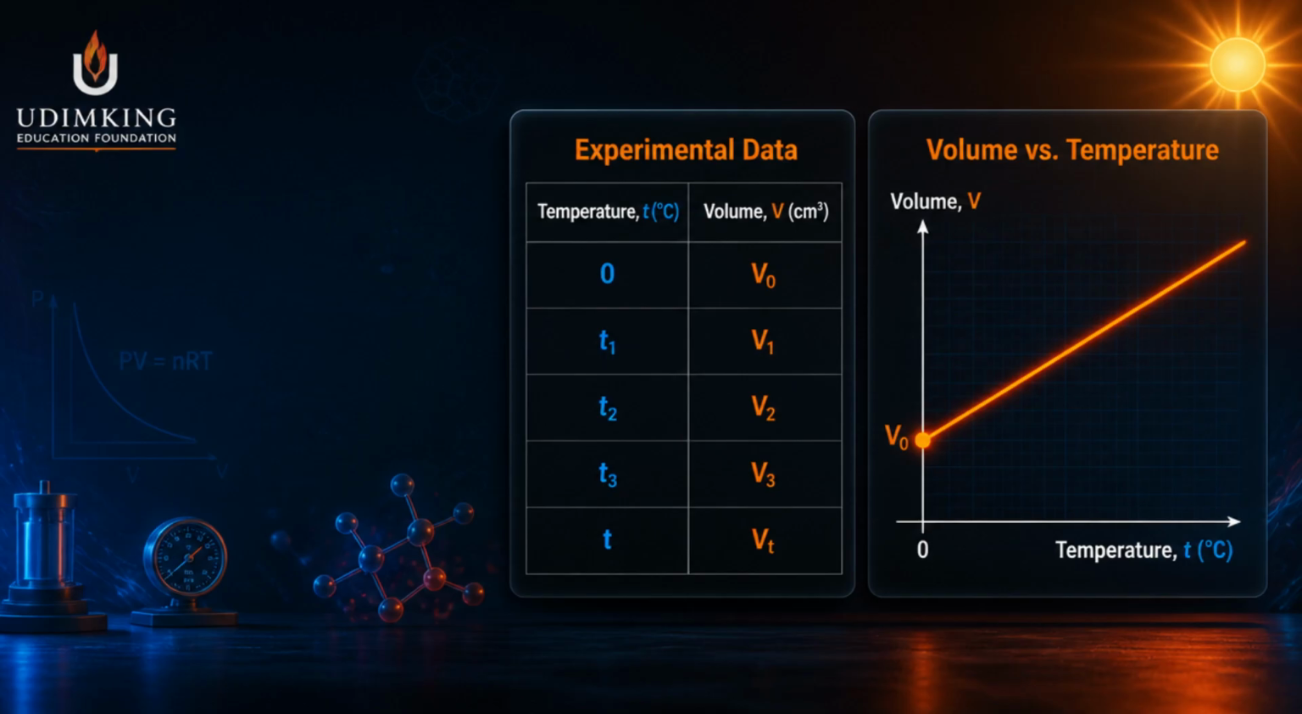Now, what happens if we plot these coordinates onto a graph? Let us place volume on the vertical axis and temperature in degrees Celsius on the horizontal axis. When we link our data points together, nature draws a beautiful, perfectly straight line sloping upward. Notice exactly where this line begins. It does not start at the origin. It intersects the vertical volume axis at exactly V subscript 0, because even at 0 degrees Celsius, a gas still occupies a very real, measurable physical space. This straight line proves a profound truth. The expansion of a gas is completely uniform.